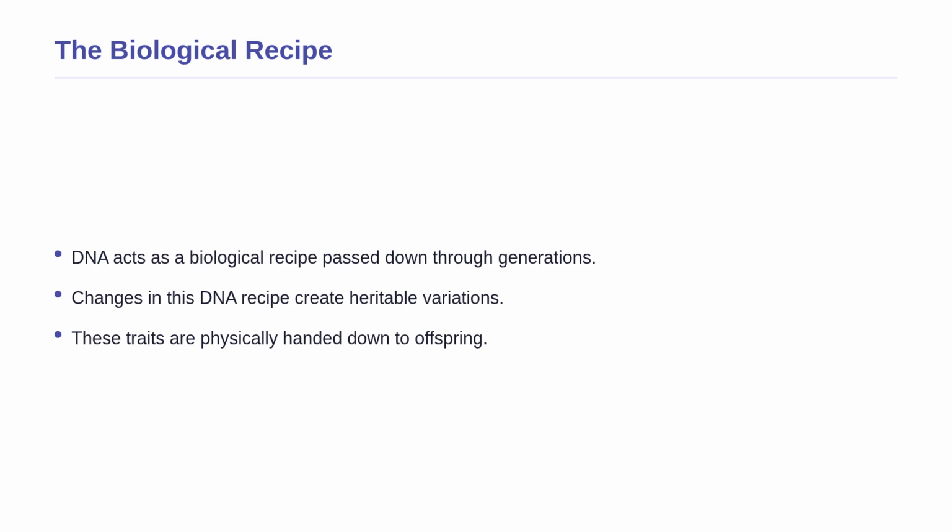When a living creature acquires a change in its DNA, like a thicker fur coat, and passes that exact DNA to its offspring, that trait becomes a heritable variation. It is a change in the biological recipe that allows a family line to slowly change over time.